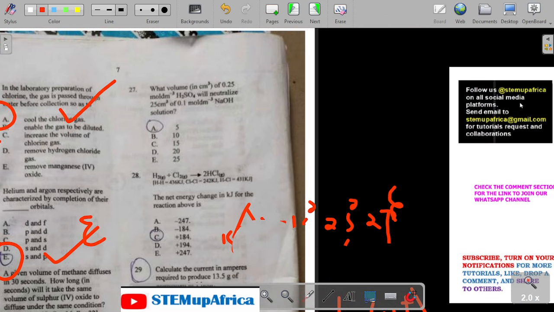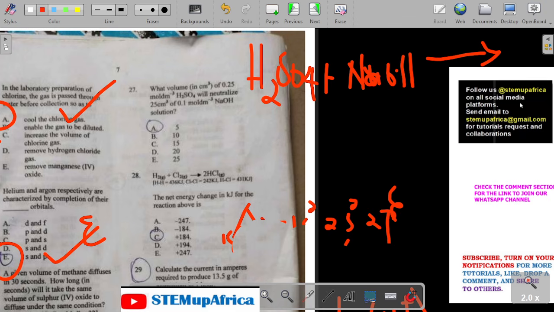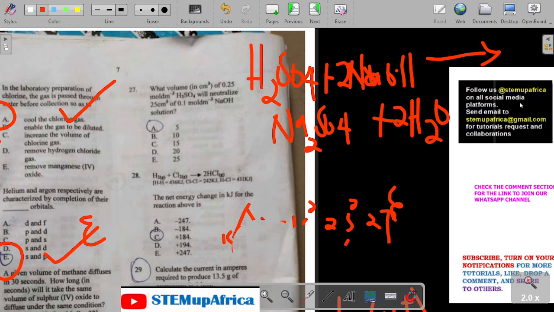Let's see number 27. So what volume in cm cube of these will neutralize this? This is an acid-base titration. So first of all, I will write the equation for the reaction. I'm having H2SO4 plus sodium hydroxide. If I balance them, I'm going to have sodium sulfate plus H2O. So here is 2. I'll balance the equation now.